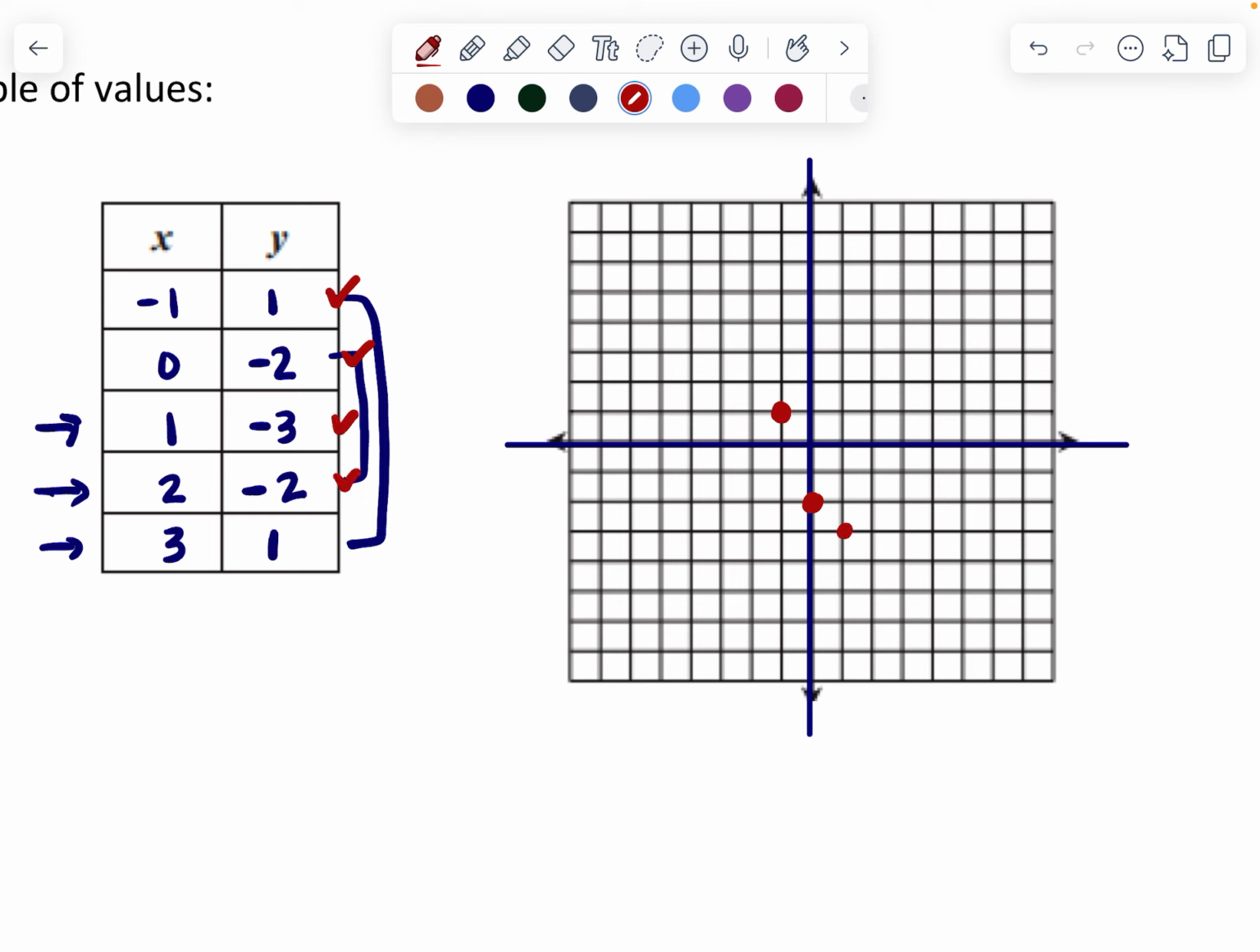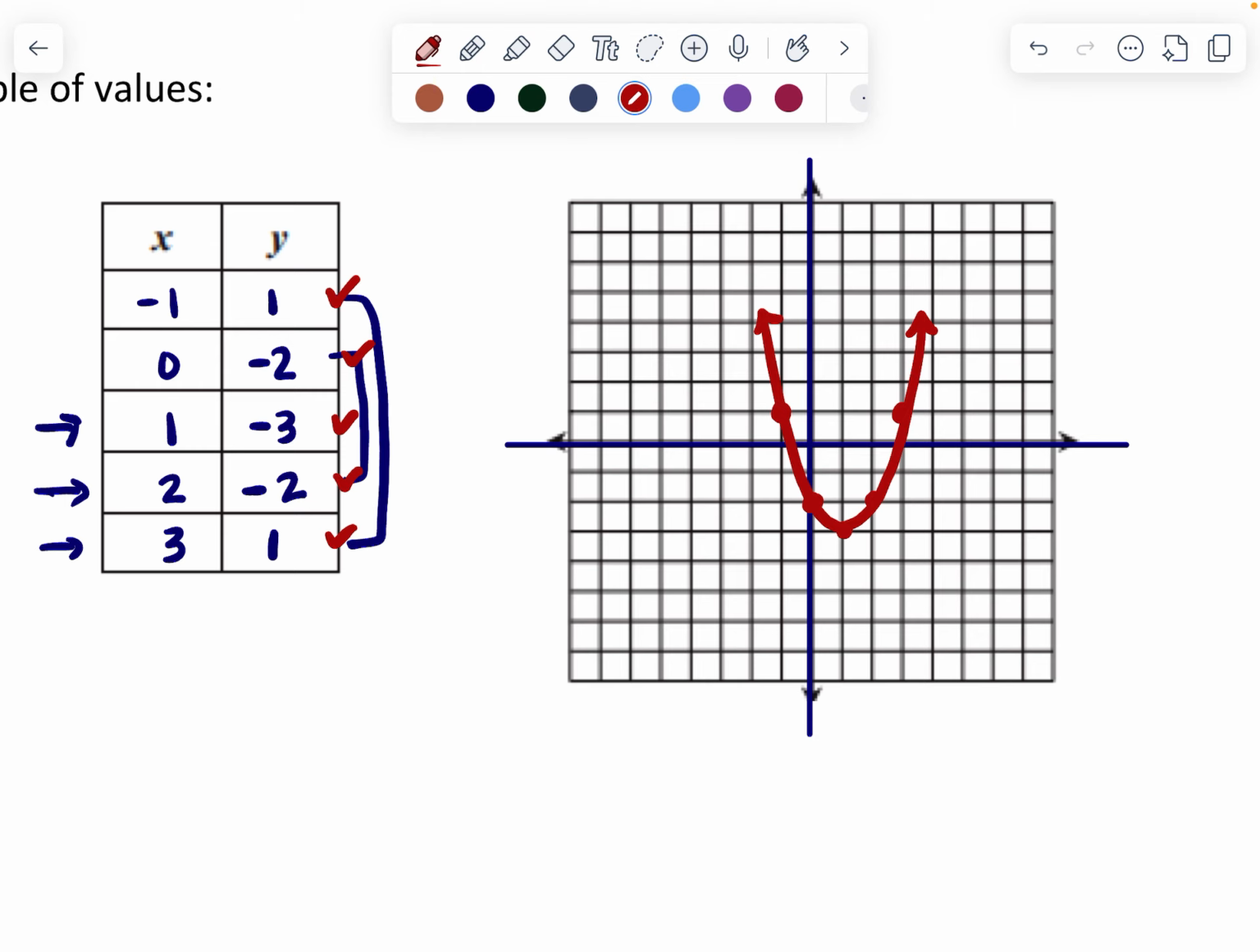Then I've got 2, -2. And then I've got 3, 1. You guys, you can see it's really nice and symmetrical there. And there's your parabola.